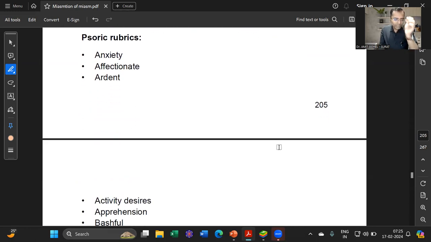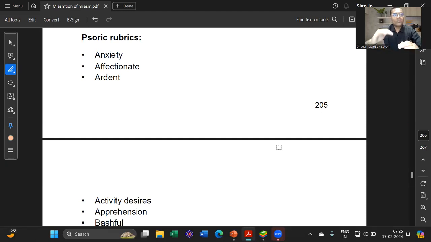So I am not going into detail of each and every rubric, but I am just explaining a few things that will help you to understand certain rubrics, that is purely a psoric one, that is purely a psychotic one, and that is purely a syphilitic one. So as we all know, the anxiety of the Psora variant is purely Psora.